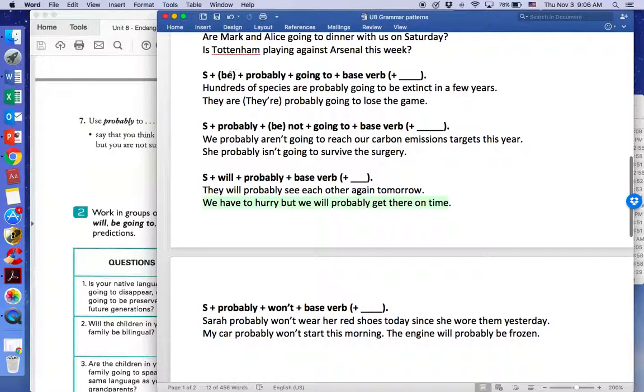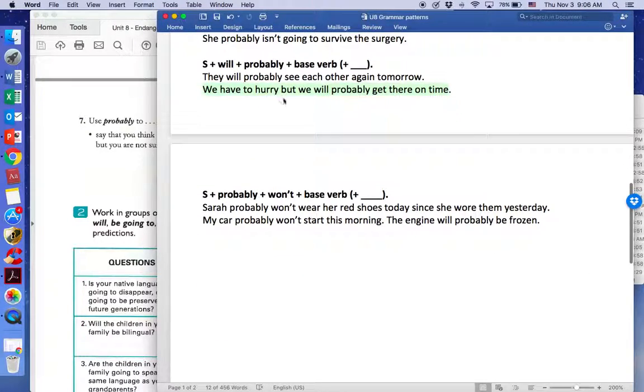Same thing here. We have the be verb before probably in the positive using going to. We have the be verb, be not, after probably using going to in the negative. Here we have the will before probably in the positive. Will, won't comes after probably in the negative. Sarah probably won't wear her red shoes today since she wore them yesterday.